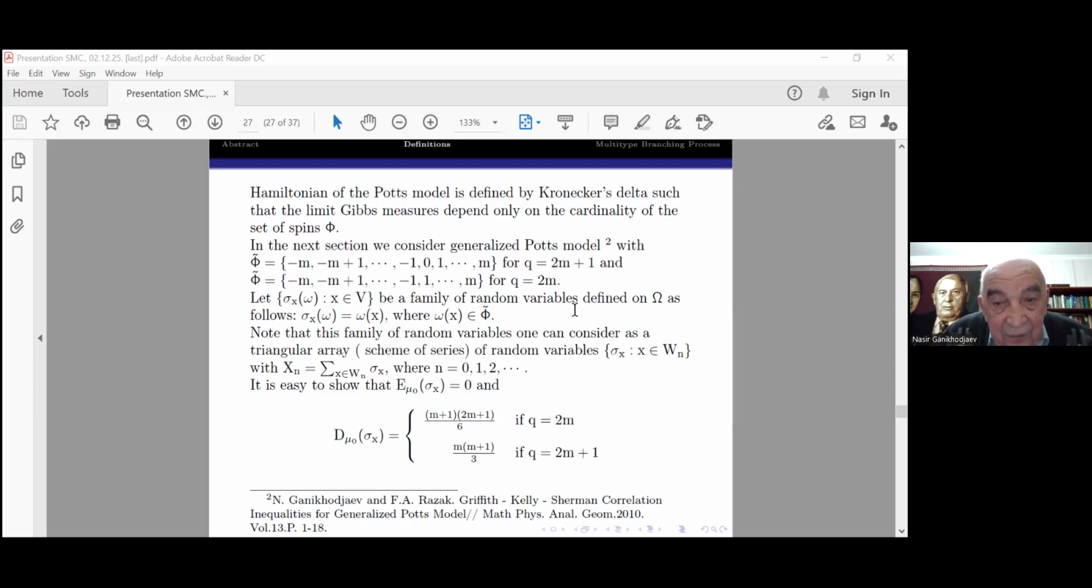Then we can define a family of random variables in this way. These are coordinate functions, where now the value omega(x) belongs to F tilde. That is, it may be negative, may be positive. Note that this family of random variables can be considered as a triangular array scheme of series of random variables sigma(x) with x in Lambda_n, this is the sum, where n is this one. Now it is easy to show that the expectation with respect to the measure mu_0 of this random variable is equal to 0. In this case the variance is equal to this value if q is even, and this value if q is odd.